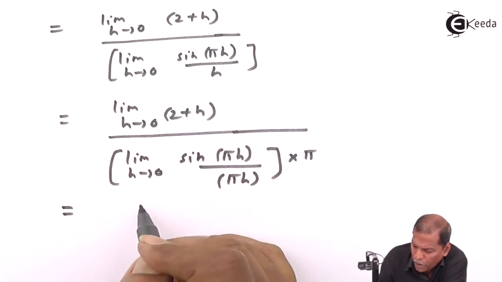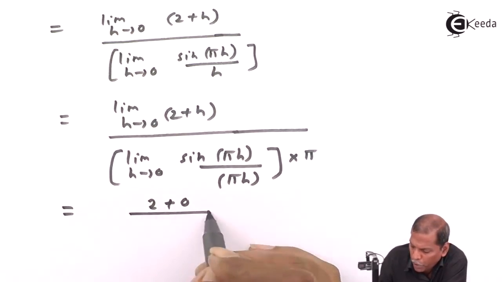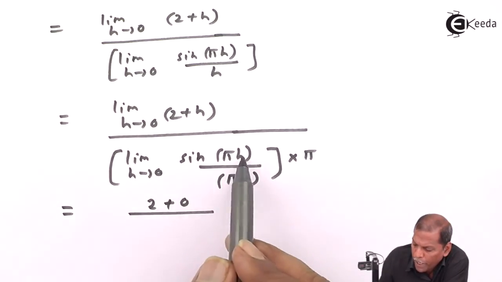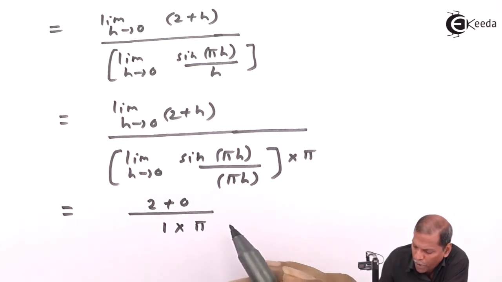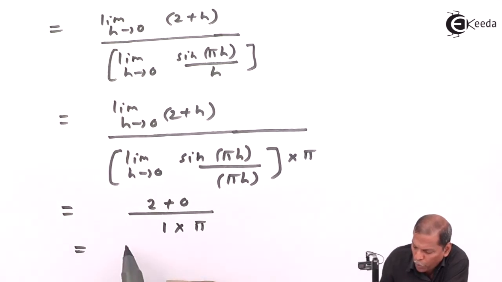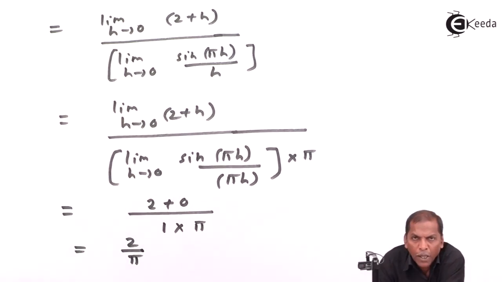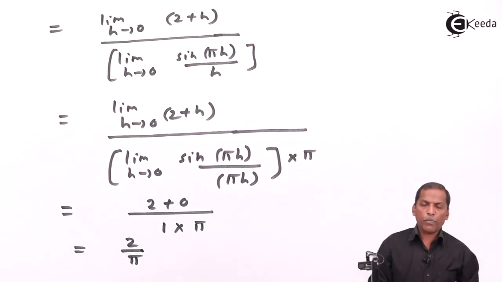Now in the numerator for h we substitute 0, so we get 2 plus 0. In the denominator, the limit as h tends to 0 of sine pi h upon pi h gives 1, multiplied by pi. So finally 2 plus 0 gives 2, upon 1 into pi gives pi. So therefore we get the answer as 2 upon pi. So this is the required solution for the given problem. Thank you.